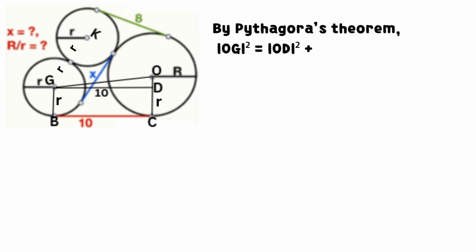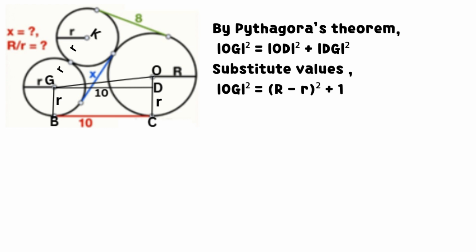By Pythagoras' theorem, the square of OG equals the sum of the square of OD and the square of DG. Substitute values. We have that the square of OG equals the sum of the square of r minus small r and the square of 10. We call it equation 1.